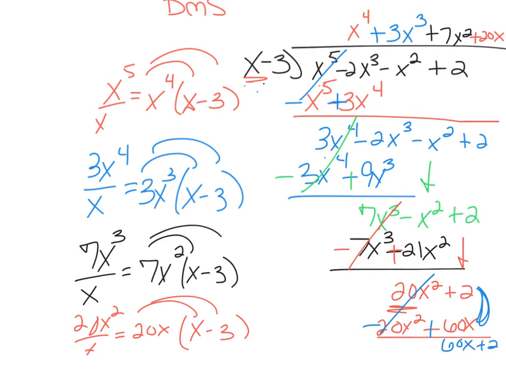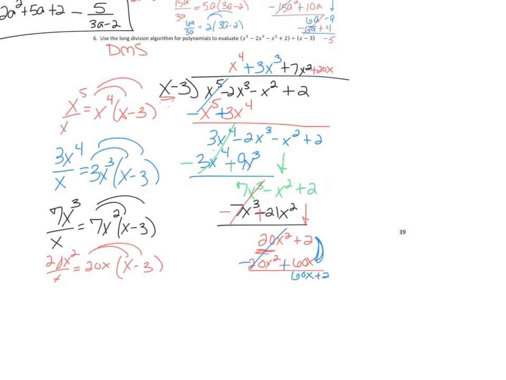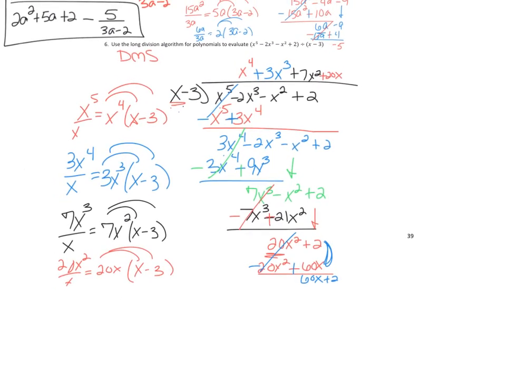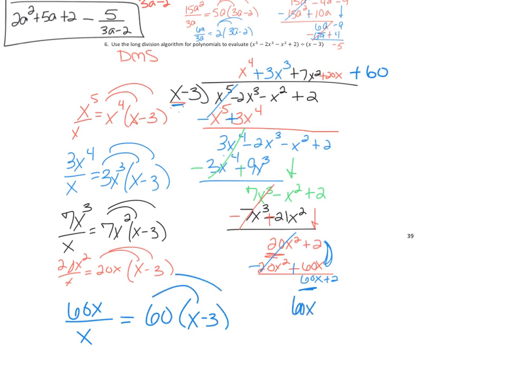Almost there. You can tell you're almost there because there's an x with no exponent. All right, divide this term by this term. So I'm going to do 60x divided by x. That gets me just plus 60. And I'm going to multiply by x minus 3. This will go in. You'll get 60x minus 180. And then change your signs because you're subtracting. And 182 is your remainder.